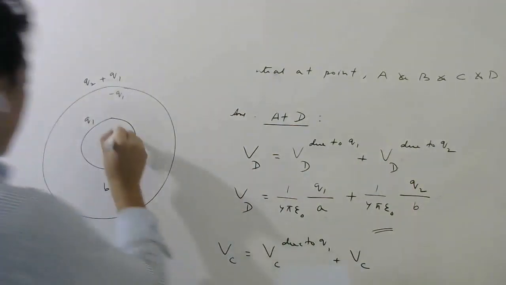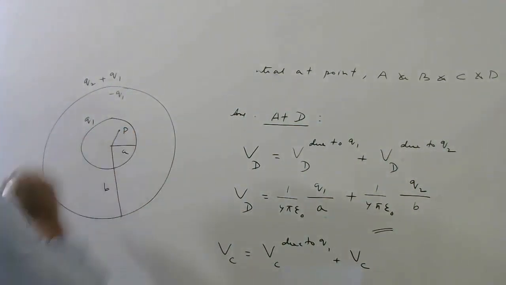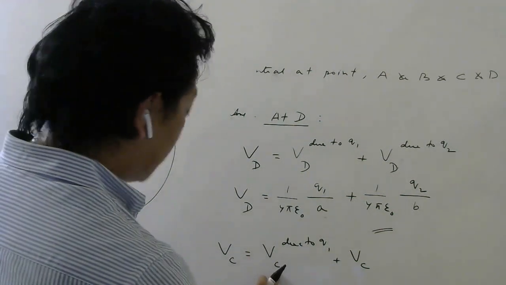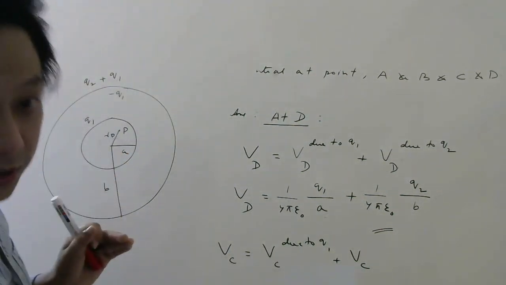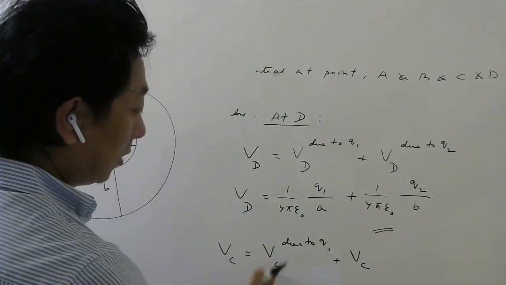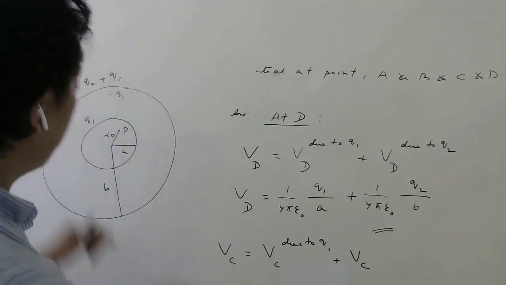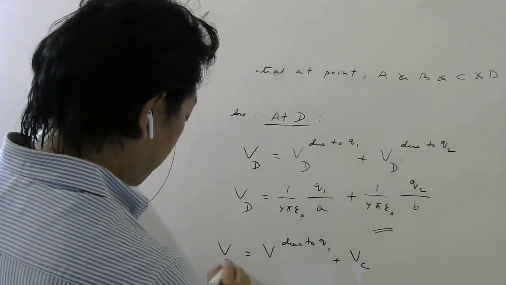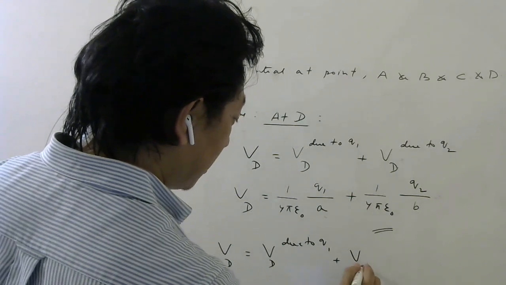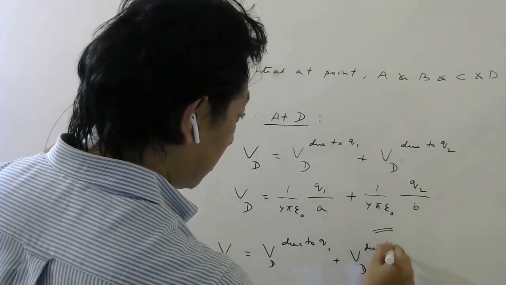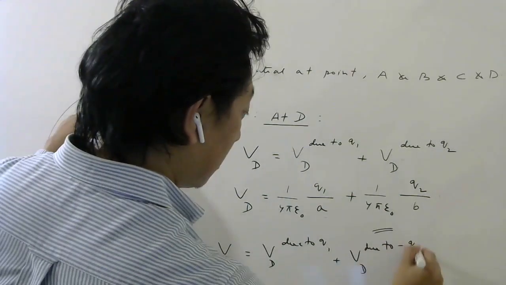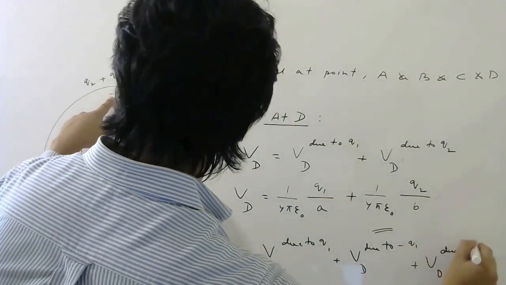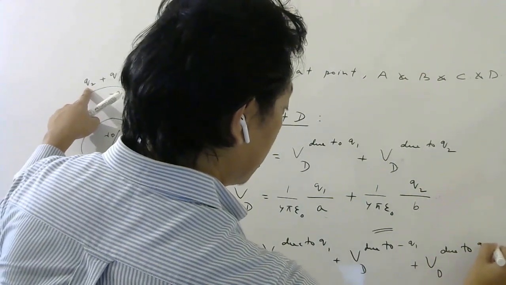So take any point, it doesn't matter. Let's say this point D, at a distance RD. Now if you consider the distribution of charge, the potential at any point will be, if you want to write it properly, due to Q1, plus the potential at D, or any other point as you wish, due to this minus Q1, plus the potential at D due to this Q2 plus Q1.